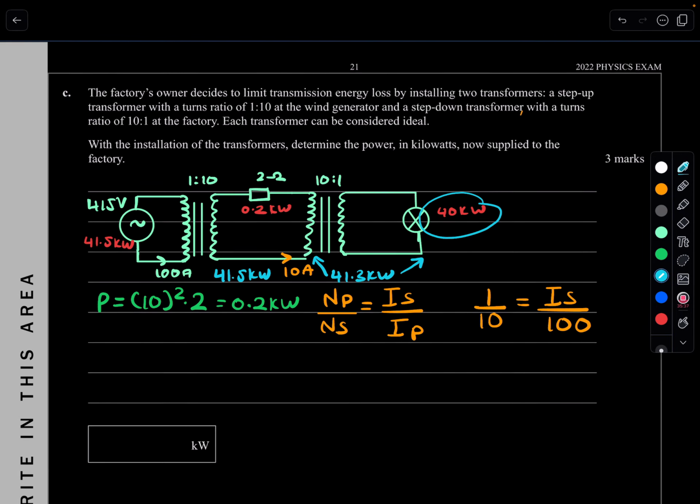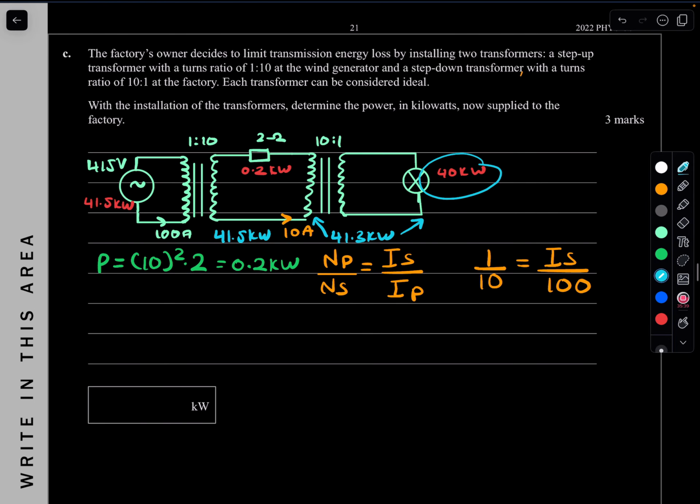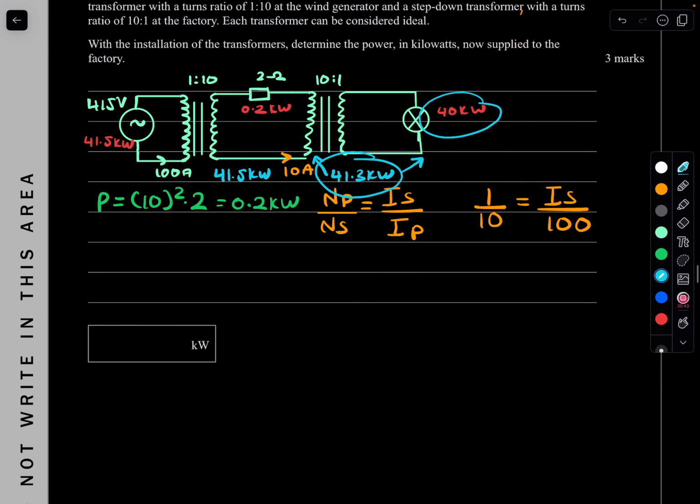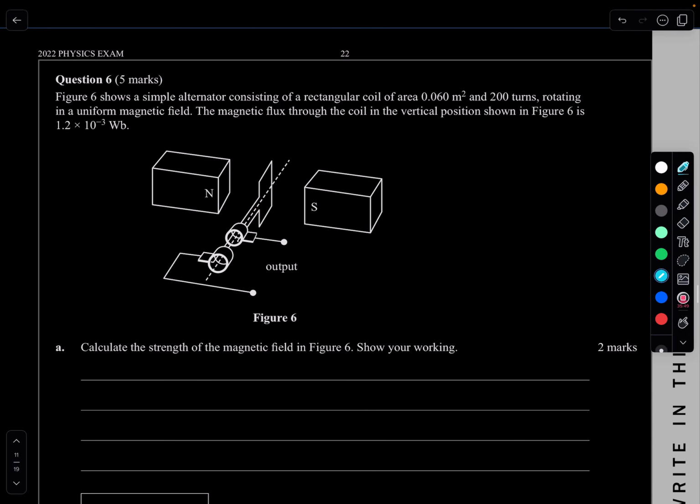So that's great. And so it's just saying, determine the power that's supplied to the factory. Basically, it's 41.3 that's going to be supplied to that factory. So 41.3 kilowatts. Done.